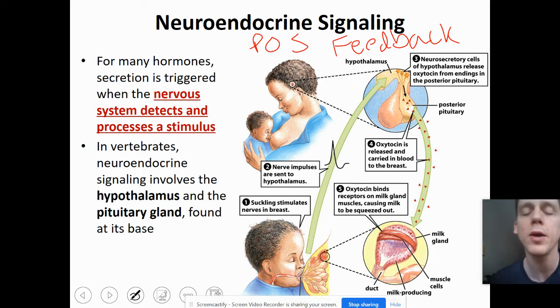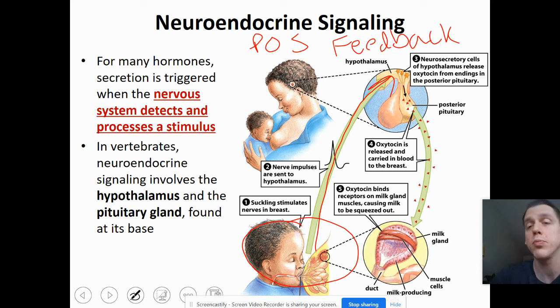So in positive feedback, we have a newborn baby that is hungry. And so it's going to get its nutrition from the mother. It's going to get milk. And the nerves surrounding the tissue are going to sense that there is feeding behavior going on. And it's going to send that to the brain. So the brain knows, okay, there's a newborn baby trying to eat. Let's release oxytocin. So oxytocin is released.